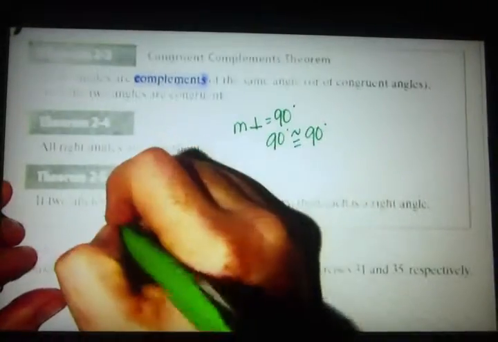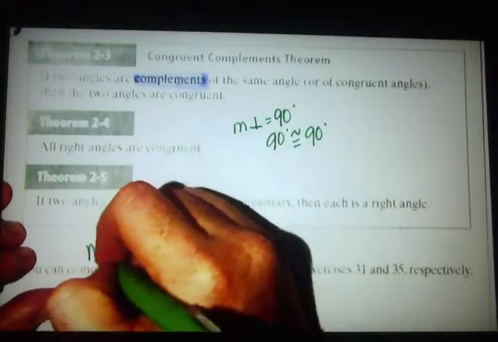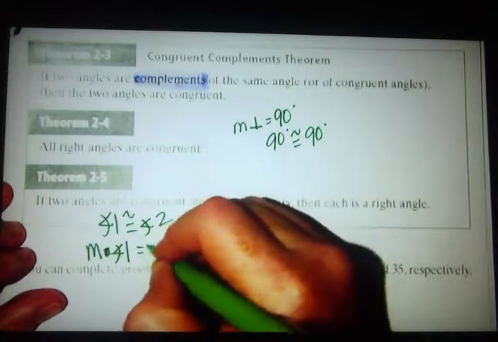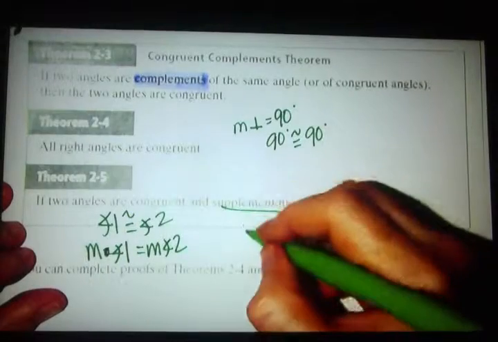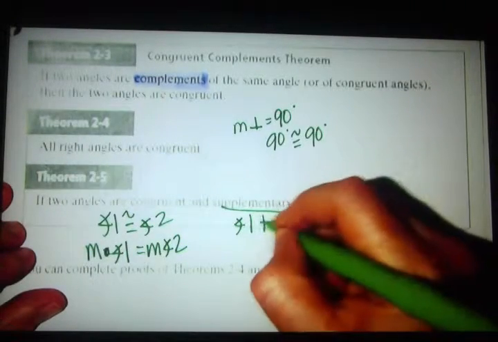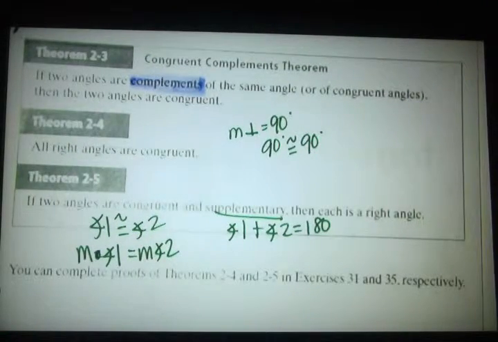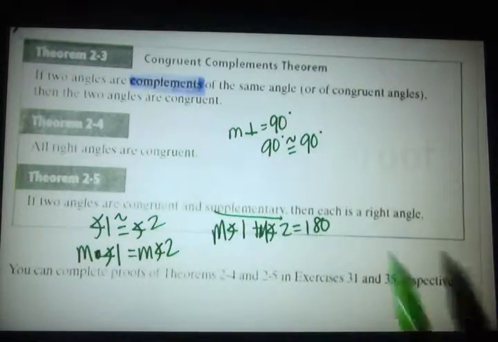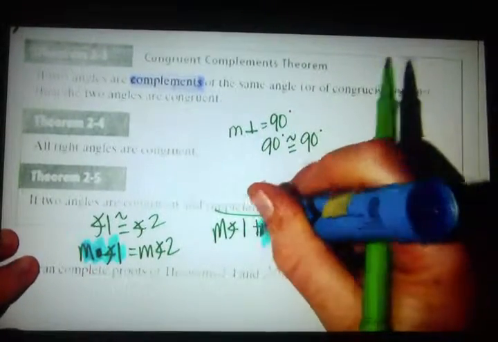Okay, two angles are congruent, so angle 1 is congruent to angle 2. Their measures are equal. Oops. Measure of angle 1 equals measure of angle 2. Okay, they're supplementary, then that means angle 1 plus angle 2 equals 180, right? Okay, sorry, you should say measures. If we're putting equals, they should say measures. So let's just substitute measure of angle 1 in for measure of angle 2.